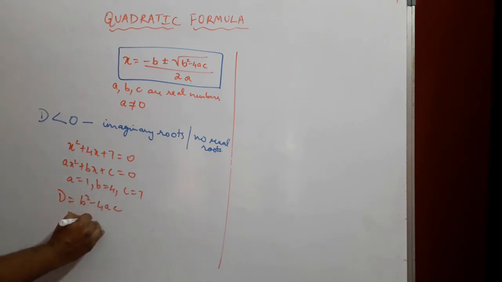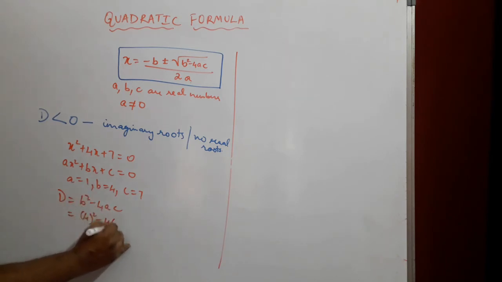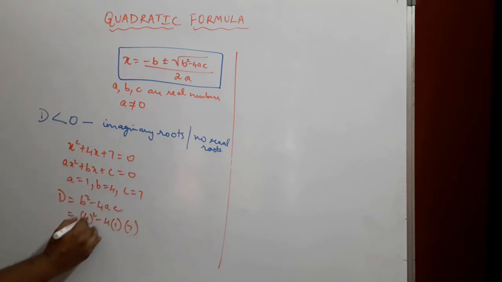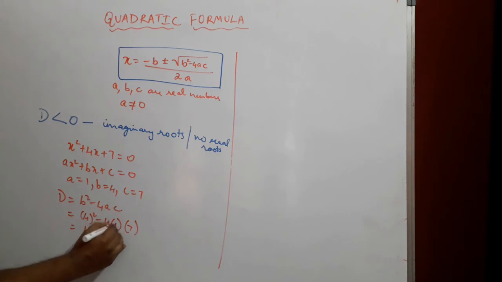b is equal to 4. So 4 whole square minus 4 into a, which is 1, and c, which is 7. 4 whole square is 16. 4 into 1 is 4. 4 into 7 is 28. So 16 minus 28 gives us minus 12. Minus sign coming from the sign of the greater number. This suggests that d is less than 0.